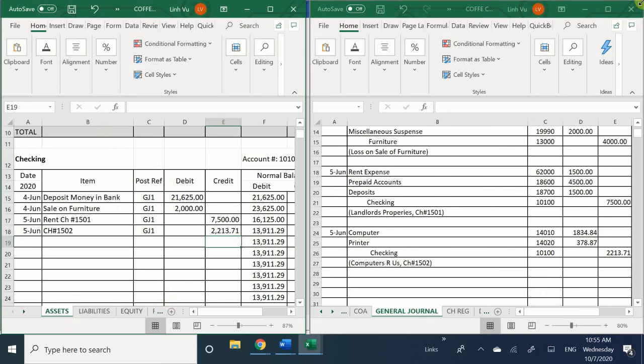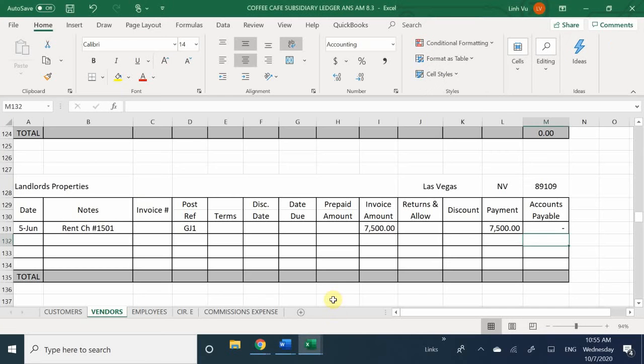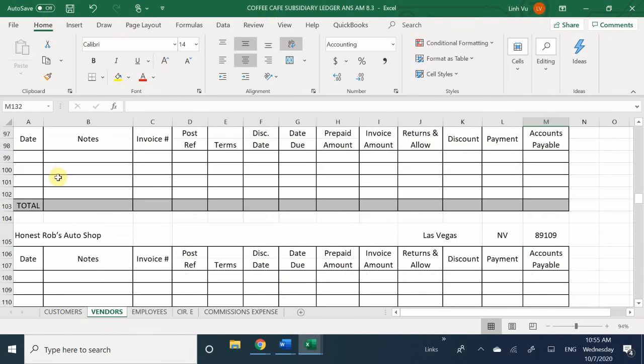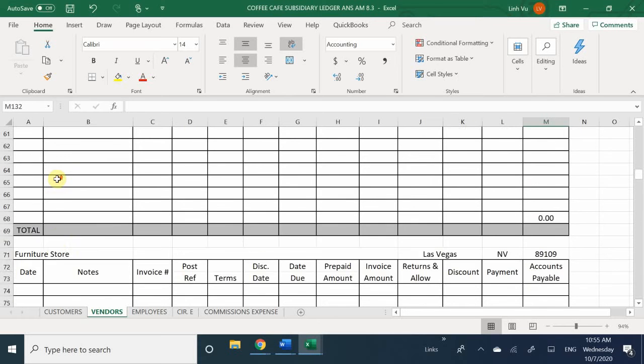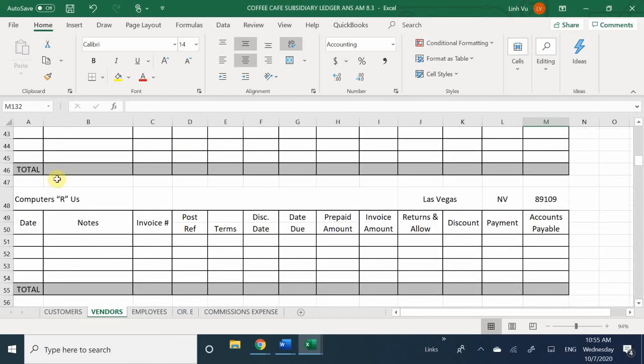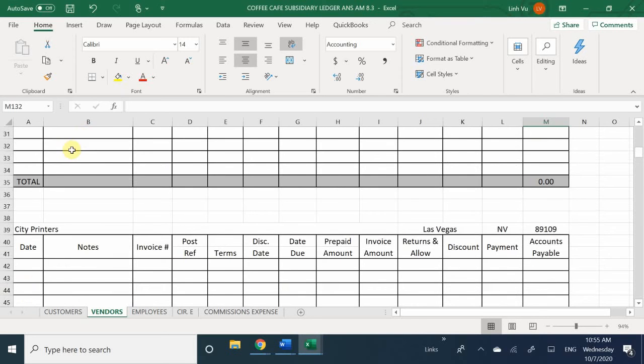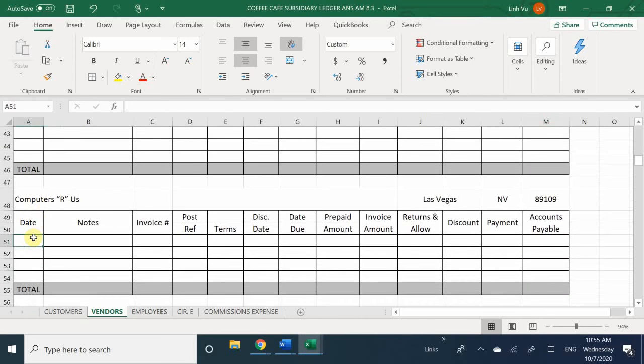So now that we completed our ledger, we can go ahead and enter the information in my subsidiary ledger. We're dealing with our vendors, so we're going to scroll around. They should be in alphabetical order. So Computers R Us should be here under your city printers. For notes, any notes that I want to write here, you could go ahead and write that you wrote the check, 1502 for computer/printer.